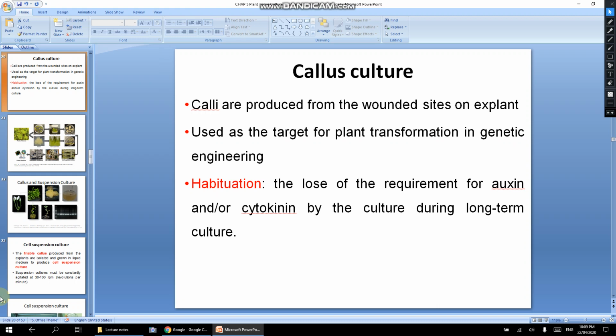And next is habituation, the loss of the requirement of auxin and cytokinin by the culture during long-term culture, meaning after some time you become immune to the amount of the hormones that you supply, and they have no effect in the end.